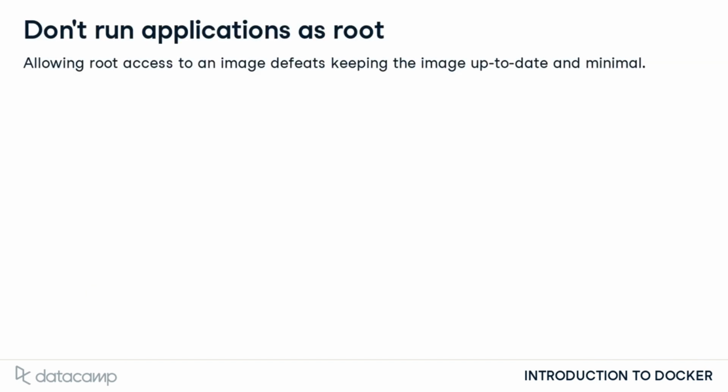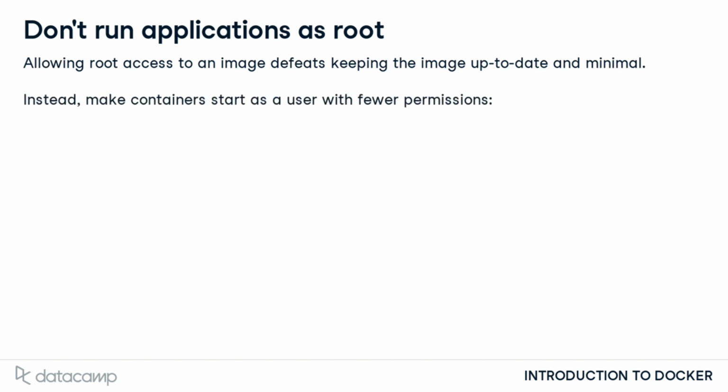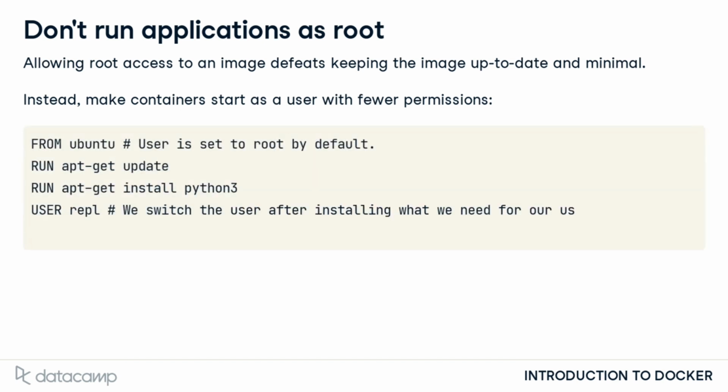All previous measures are of little use if we allow anybody who gets access to a container to install anything they want. The solution is not to leave the user in our images as root. Often it is needed to install and configure applications as root. After that, the user in our image should be changed to a user with fewer permissions.